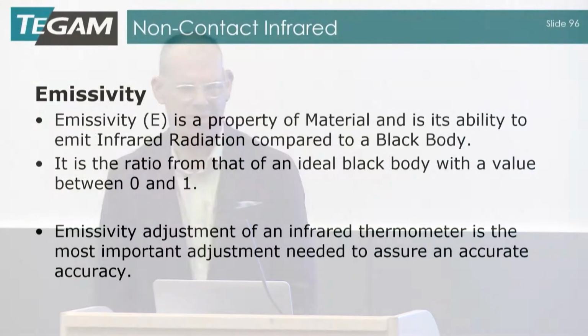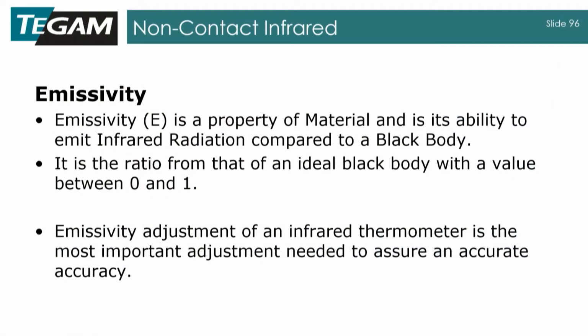And here we need to define what the term emissivity is. Emissivity is a derived quantity, and it's basically a ratio of the surface's radiation compared to the ideal black body. An ideal black body emits all of its infrared radiation that's detectable. That's a ratio of 1. And then that ratio goes down to 0.